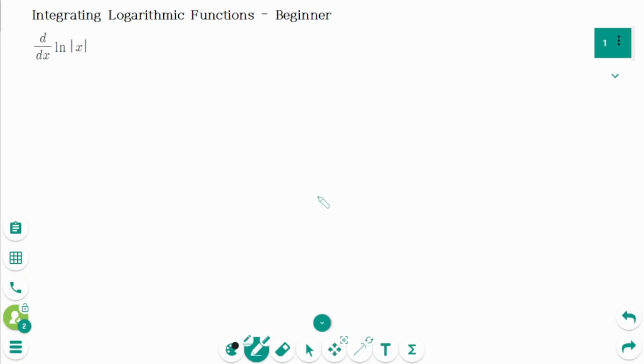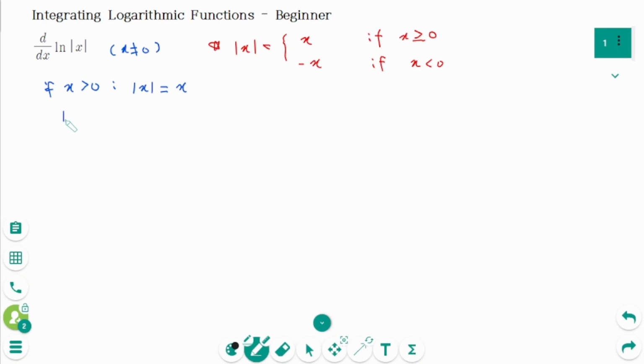This video will cover beginner questions regarding the topic of integrating logarithmic functions. The definition of the absolute value is: if x is greater than or equal to 0, then x. If x is less than 0, then minus x. In here, x cannot be 0. If x is greater than 0, that means the absolute value of x equals x.